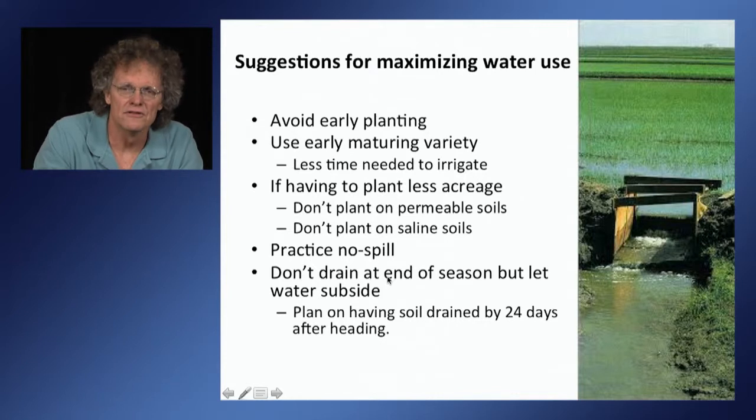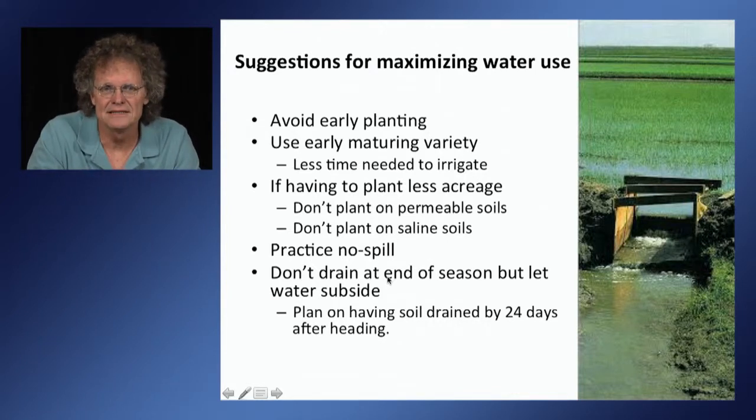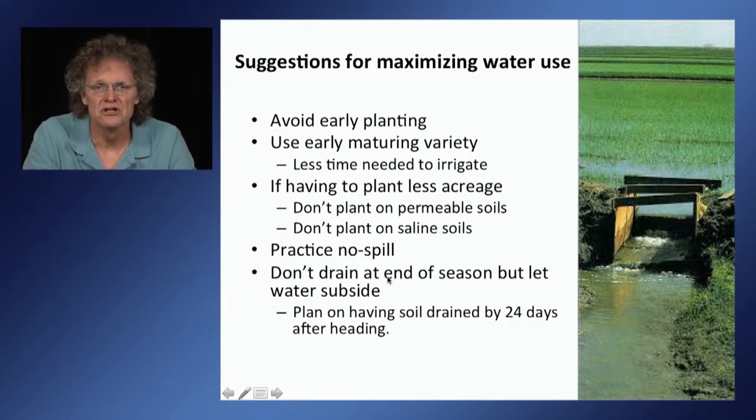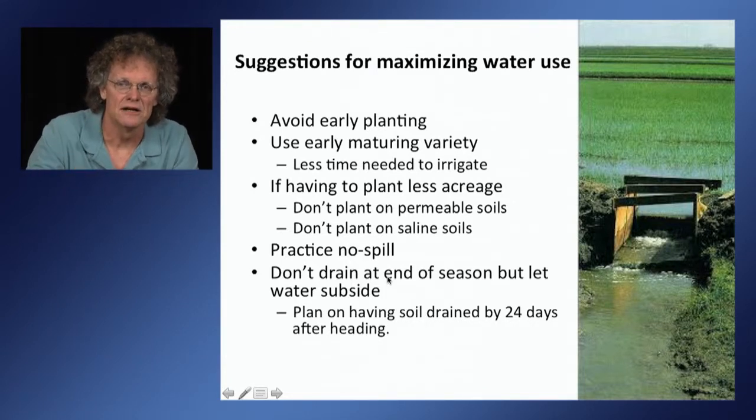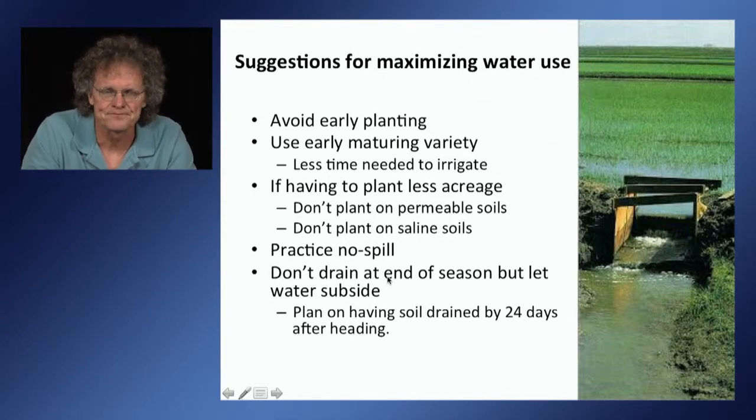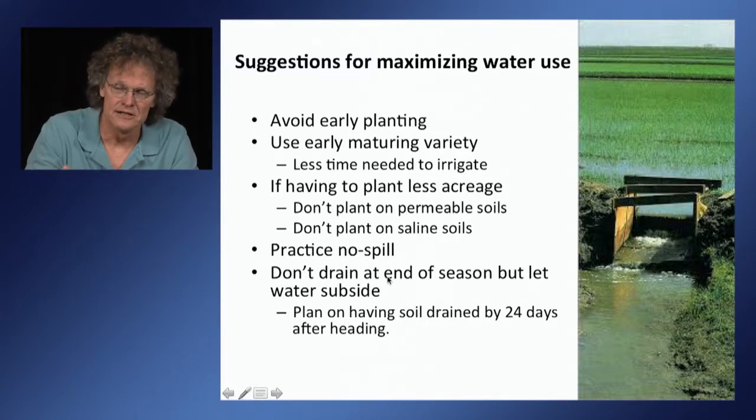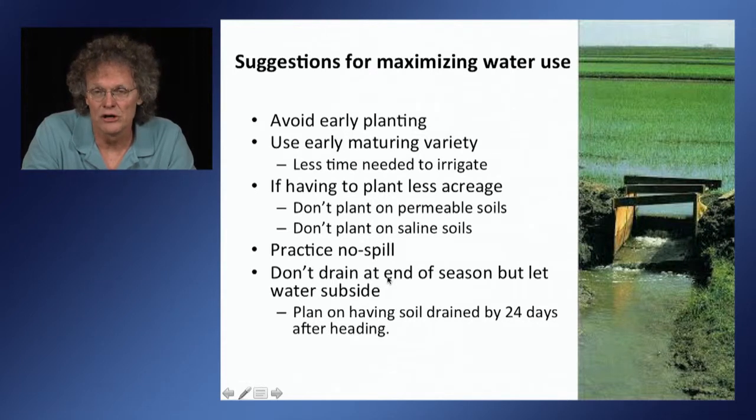So by avoiding early plantings and using early maturing varieties, it saves on ET losses, but also percolation and seepage losses, because the field isn't flooded for such a long period. If you're in a position where you have to plant less acreage, you're only given a certain amount of water and it's not enough for all your fields, you have to make decisions about which fields you're going to plant and which fields you're going to let fallow.